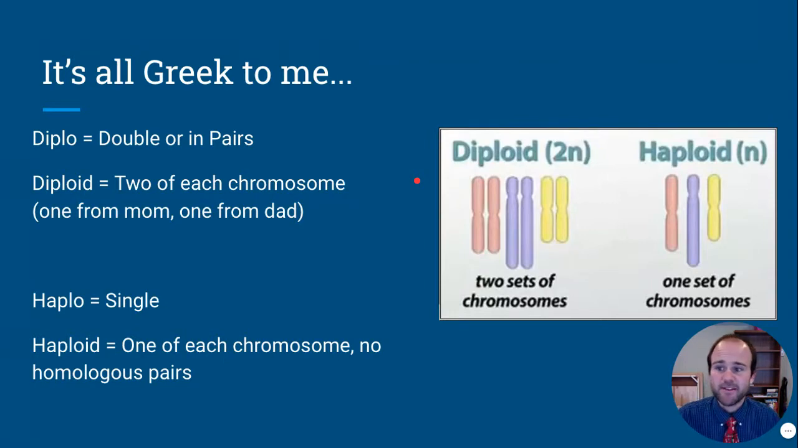So if we break down these prefixes, you're going to see these words a lot, diploid and haploid. Diplo means double or in pairs. So the word diploid means 2 of each chromosome, your homologs, 1 from mom, 1 from dad. The prefix haplo means single. So haploid means 1 of each chromosome, or no homologous pairs. Now, I always remember this because haploid sounds like half-a-loid. Haploid has half the amount of chromosomes because they've been separated.